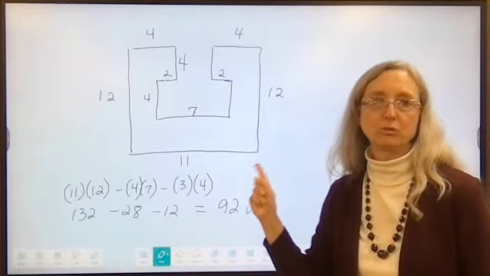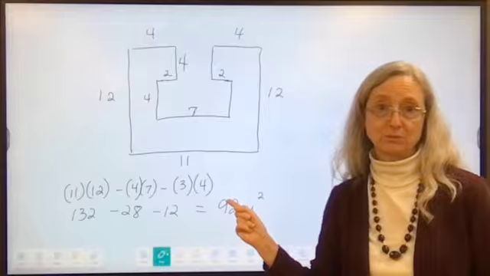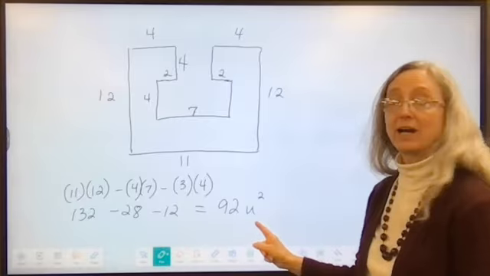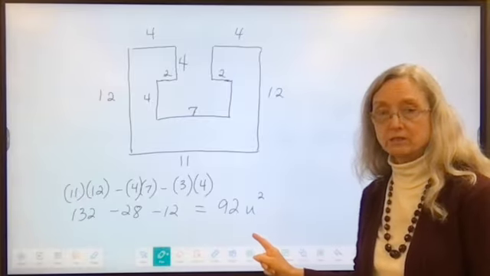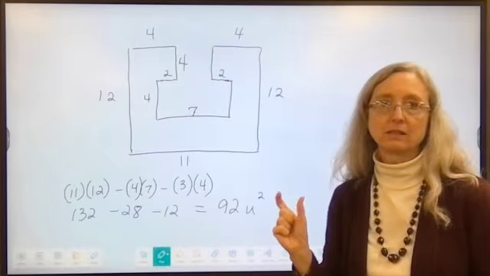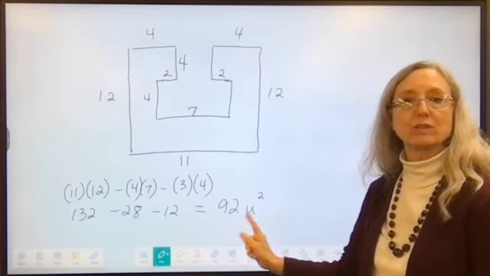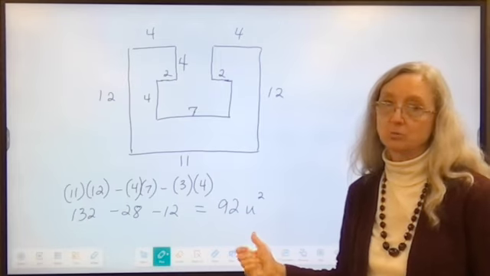Notice there were no units on this problem, and so you're thinking, okay, how do I do that? So I just used U for units. I've also seen UN for units. Either way, just a U or a UN squared. So this is 92 square units, whatever they are.